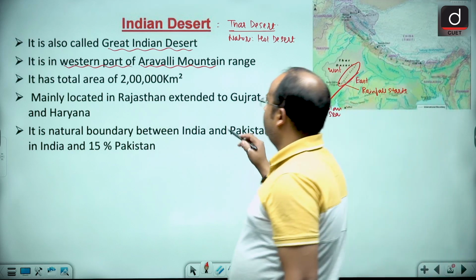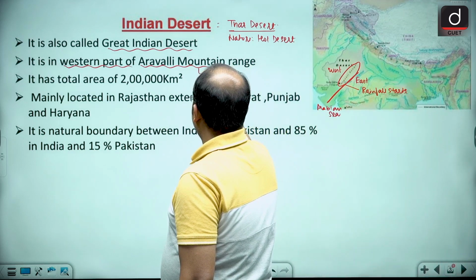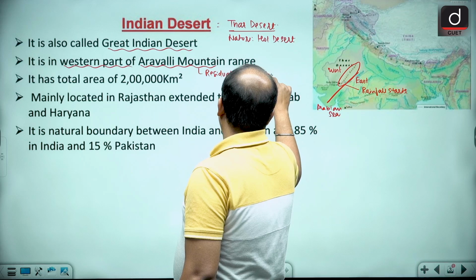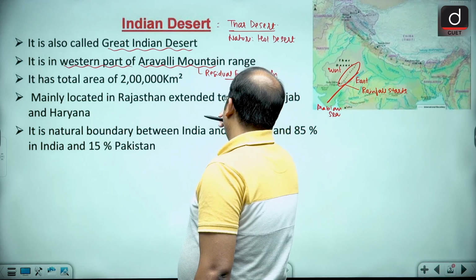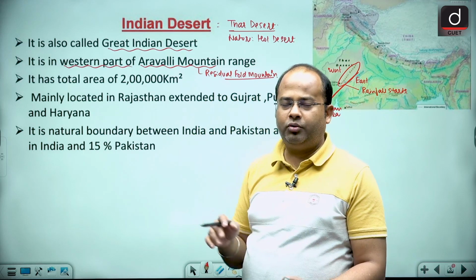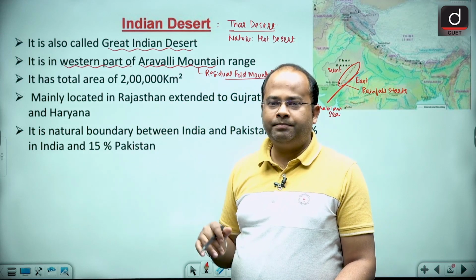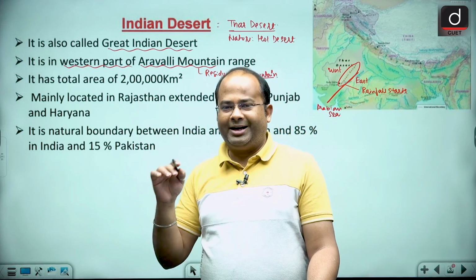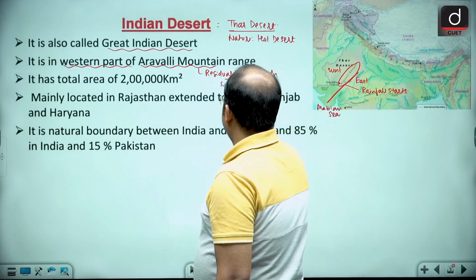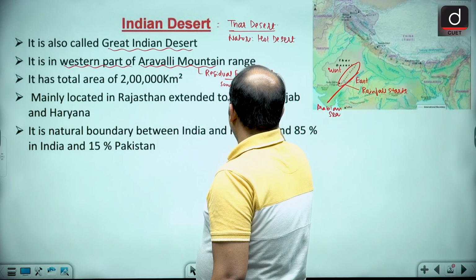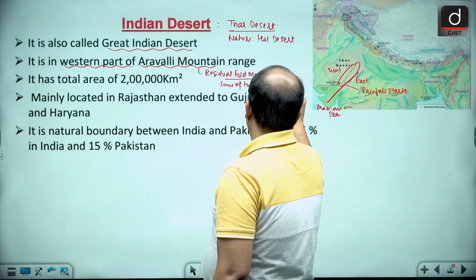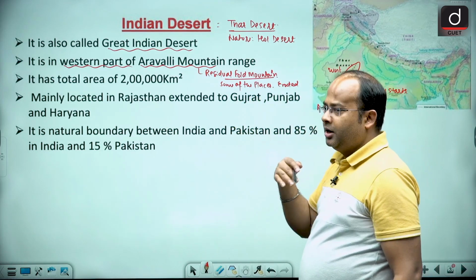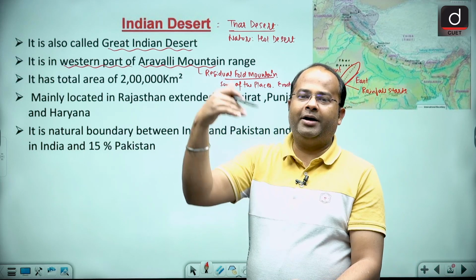Now guys, the Aravalli is also a residual fold mountain, and since it is a residual fold mountain, you will find that in some places the Aravalli mountain is eroded. And when some of these places are eroded, the clouds overcome those places and go towards the western side.